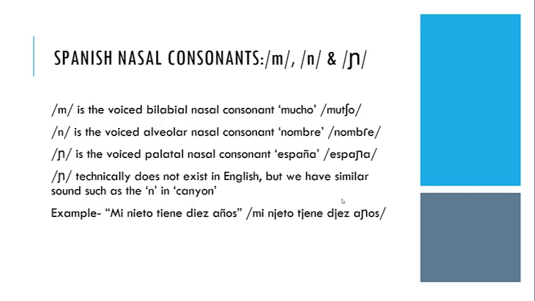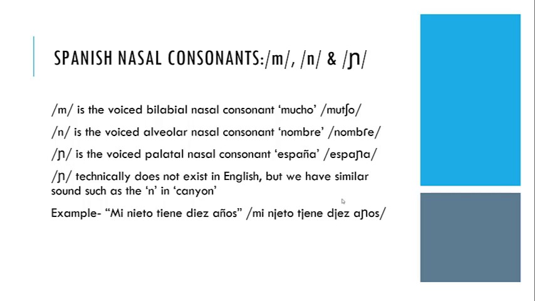M is the voiced bilabial nasal consonant and is pronounced by pressing your lips together and allowing air to pass through your nose and making noise with your vocal cords. This sound is the same as in English and corresponds with the letter M. An example of this sound will be in the word mucho.